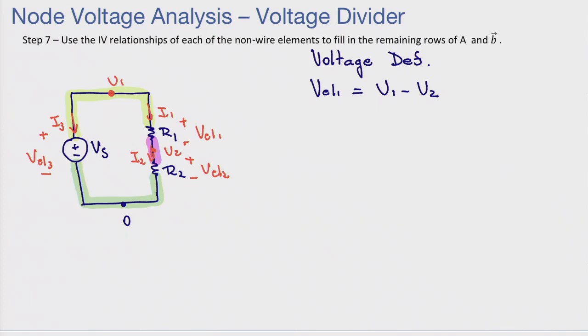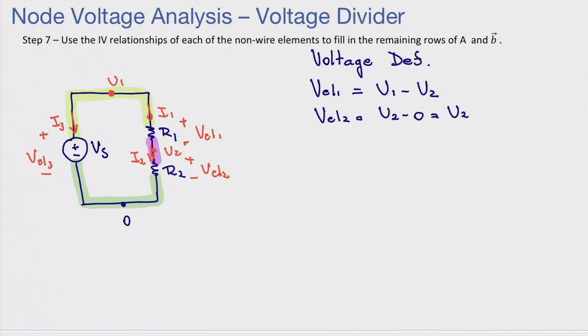Okay, that's a good one. Now, let's do element two. So what's going to be V element two? Well, I look at the potentials, right? Element two is between U2 and zero. So what's V element two? U2 minus zero. Okay. V element two is equal to U2, one of my unknowns.